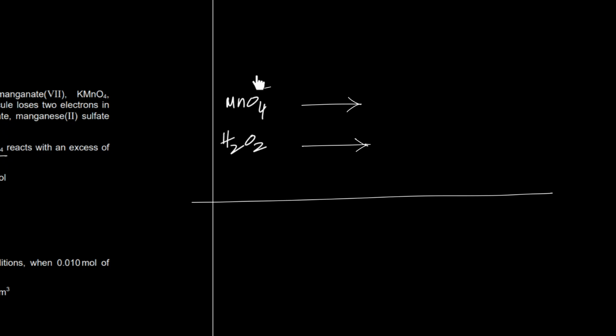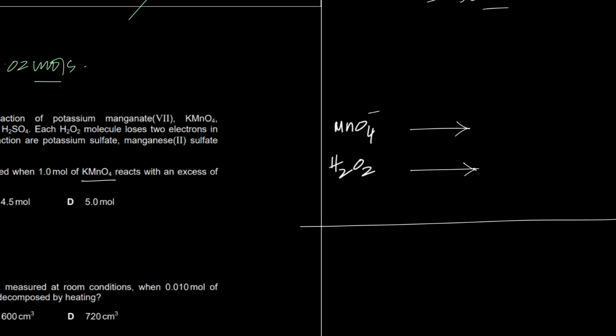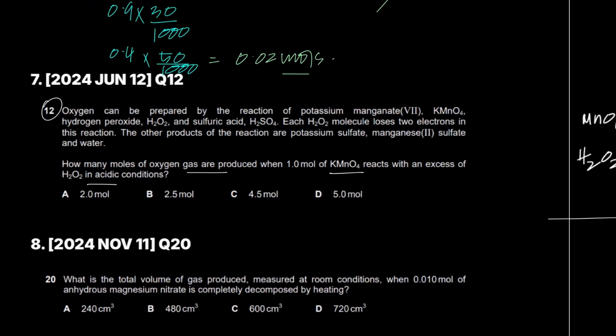This is potassium manganate. I'm not writing potassium because it's the spectator ion. You all know that from redox, right? I don't care if you want to write it. I don't know what manganate is going to go into, although you should know it, but even if you don't, it's not required by the examiner to know it. So he's given you some ideas. What has he given you? Think about it. He's saying oxygen can be prepared by the reaction of potassium manganate, hydrogen peroxide, and sulfuric acid.